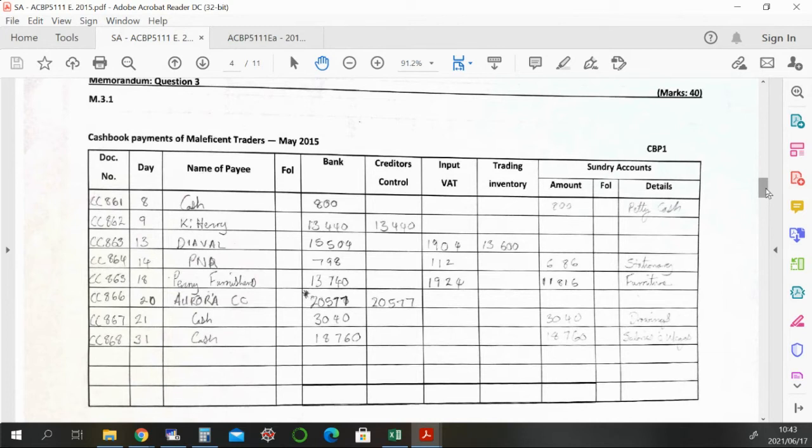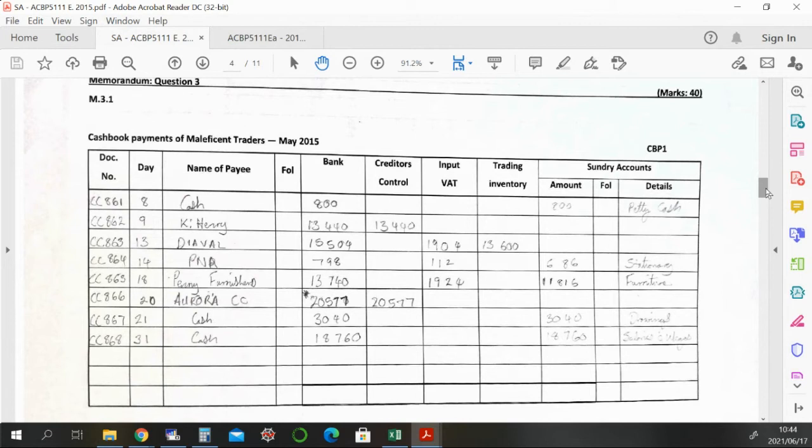Then I'll go on in the meantime. The next one we had was on the 18th. We purchased a staff room couch and paid cash. Here we have paid furniture. And then obviously that's the amount that went off our bank account, 13,750.